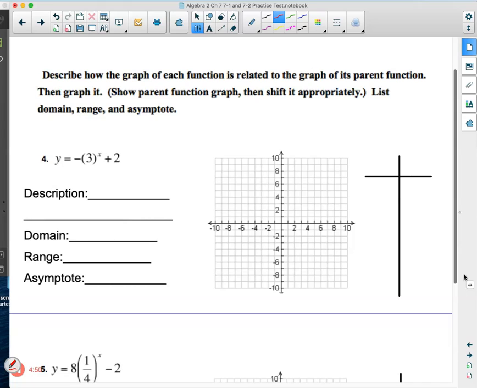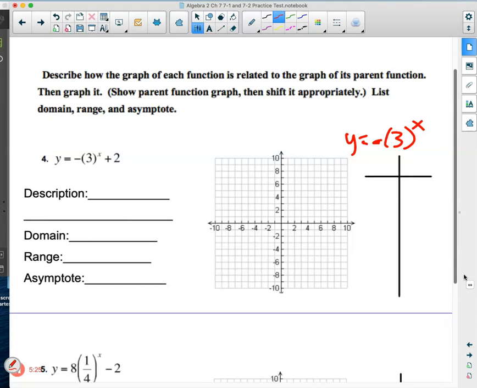What do we use for our table? How far do we go with y equals negative 3 to the x plus 2 for our table? We just take a. So we stop as soon as we get to the x. That's what we're going to put in our table.